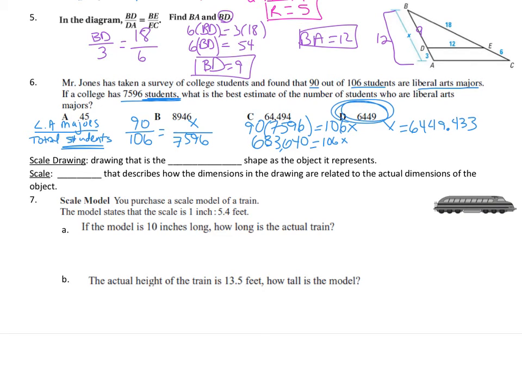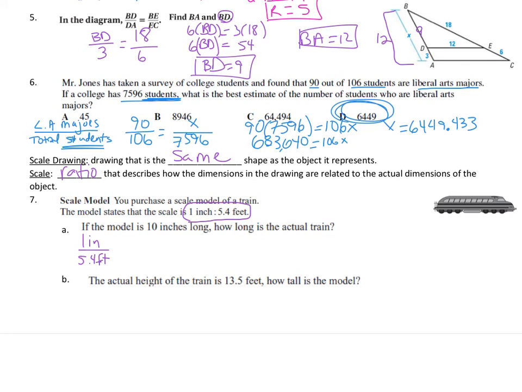For the last part, we're going to talk about scale drawings. So a scale drawing is a drawing that has the same shape as the object it represents. And a scale is going to be a ratio that we use to describe how the dimensions of the drawing are related to the actual dimensions of the object. So on a map, or here we have a scale model of a train that we are going to use, and this is our scale. So our scale is 1 inch out of 5.4 feet.